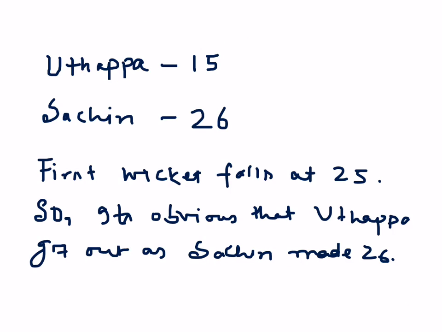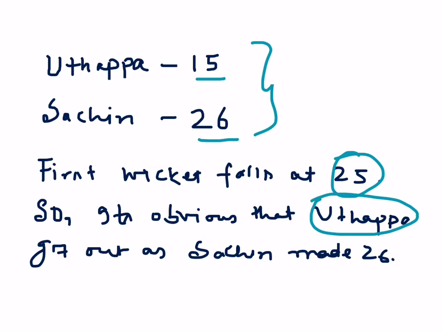First question. I have seen that the two opening players are Uttapa and Sachin. Uttapa has made a score of 15 and Sachin has made 26. The first wicket falls at 25. So we know that Sachin made 26, so he cannot be out at 25. So the first wicket which fell was Uttapa. So this is my first wicket.